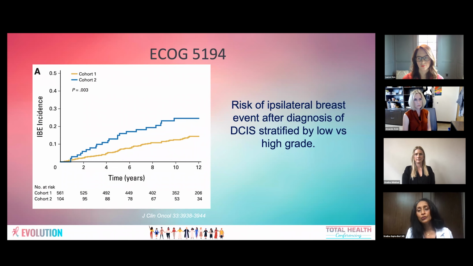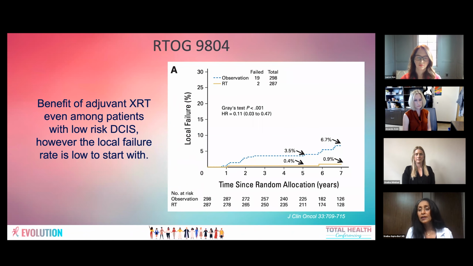So the RTOG on the next slide developed this trial, the RTOG 9804, which randomized the highly selected group of patients that we defined as a low risk DCIS, smaller tumors, less than 2.5 centimeters, all of which had negative margins, at least 3 millimeters, and they were randomized to either getting radiation or not.